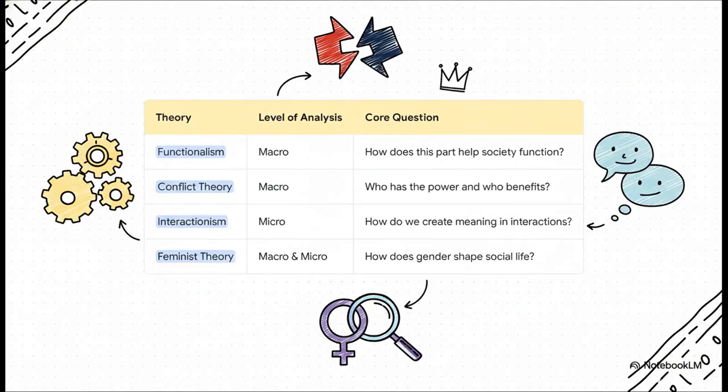So let's bring it all home. As you can see here, we've got our four lenses. We have two that look at the big picture, one that zooms way in, and one that kind of does both. Functionalism is always asking about purpose, conflict theory is always asking about power, interactionism asks about meaning, and feminist theory asks about gender. To really truly get a complete picture of what's going on, you've got to be able to use all of them.